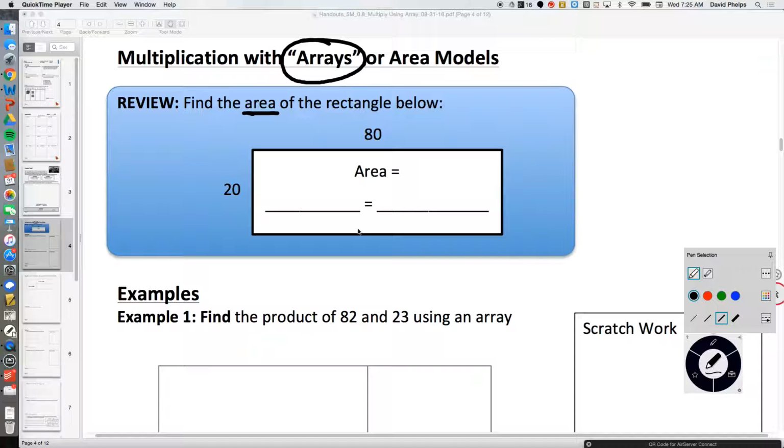Good work. Put a box around the length, which is 80, and a box around the width, which is 20. We need to multiply these two values. So 80 times 20 would be our area. And to multiply these, I can look at the 8 and the 2. 8 times 2 is 16. And I have a 0 and another 0 just right there. Put your comma. 1,600 is the area of this rectangle.